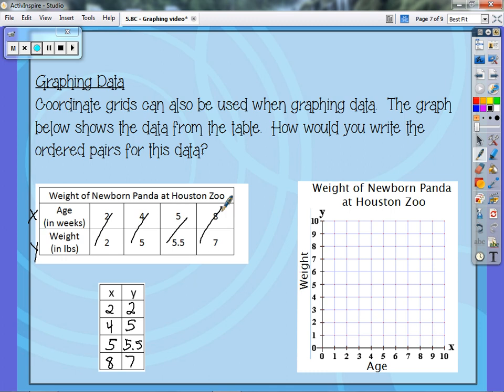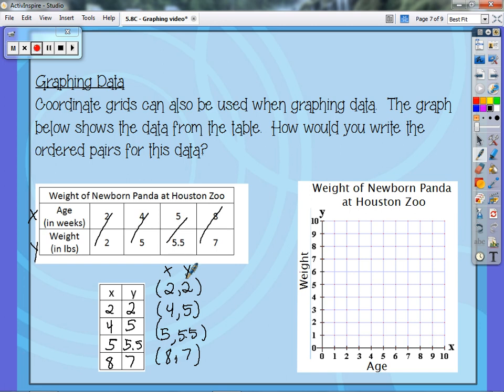So now these are my ordered pairs. If I were to write these as ordered pairs, I would have 2, 2. I would have 4, 5. 5, 5.5. And then I would have 8, 7. Again, remember, the first one is our x. The second one is our y-axis.